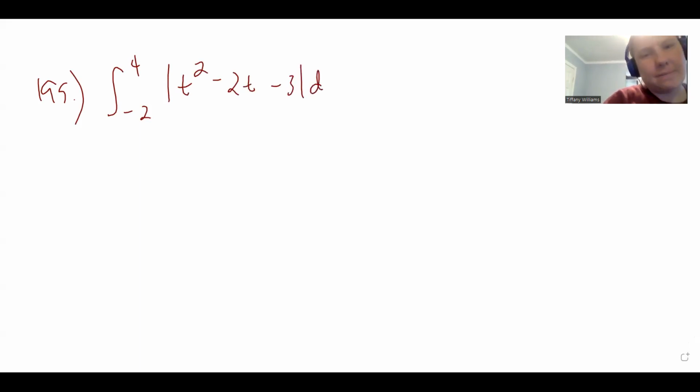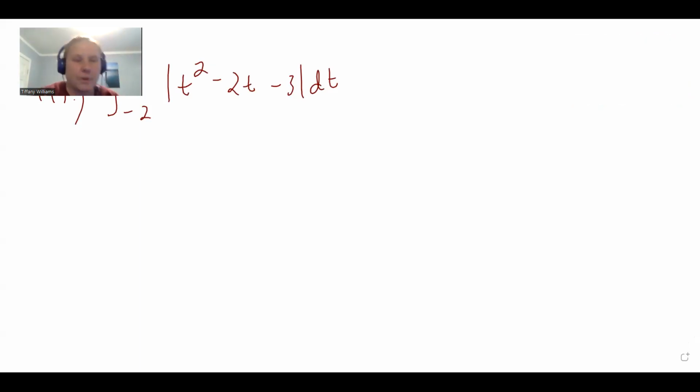So number 195, we have the integral from -2 to 4 of t squared minus 2t minus 3 dt. So the first thing that I'm going to do is some algebra with the original function, this t squared minus 2t minus 3.